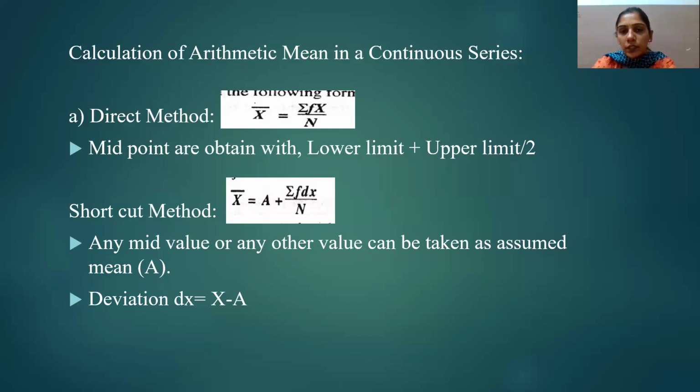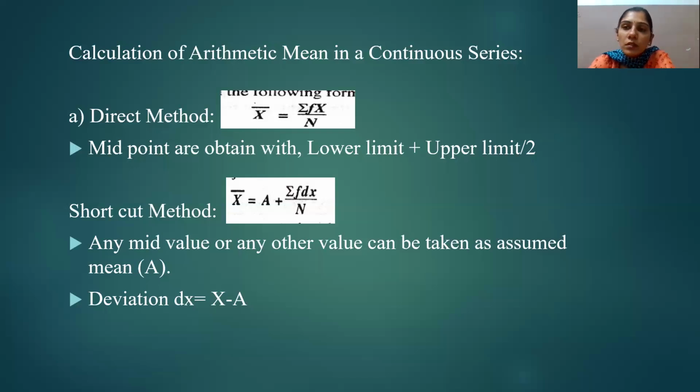Again, in the shortcut method, we have to take an assumed mean, and the formula is assumed mean plus sigma f dx upon n. What we have to do is calculate the value of dx with the help of the assumed mean, and then multiply it by the value of f. So this is how we will calculate the mean in the shortcut method.